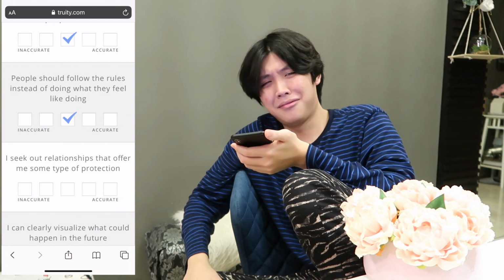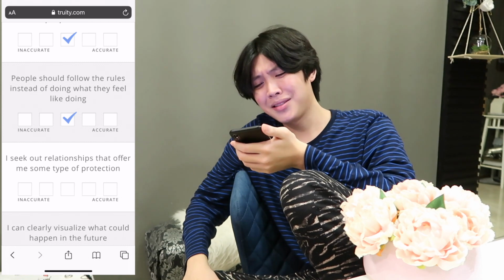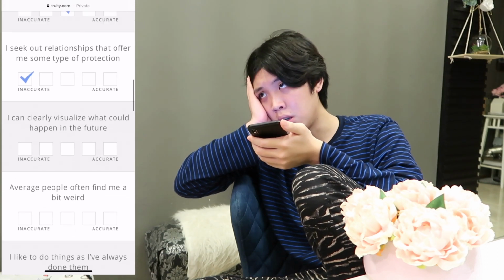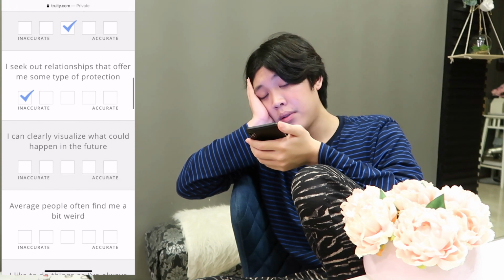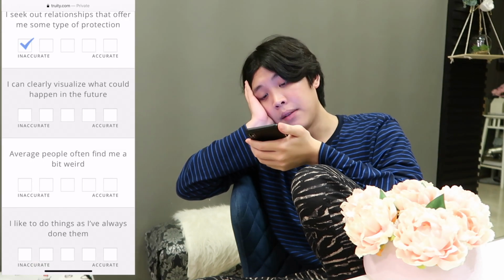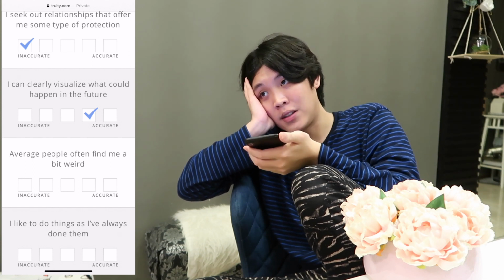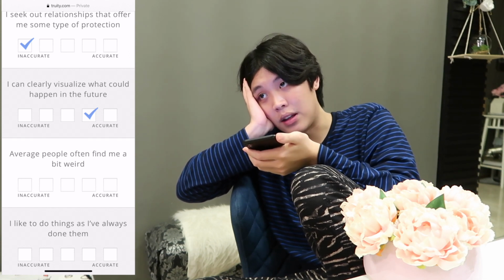Protection? Protection? Probably not. I can clearly visualize what could happen in the future to some extent. But honestly, who can clearly visualize every single thing that's gonna happen in the future?